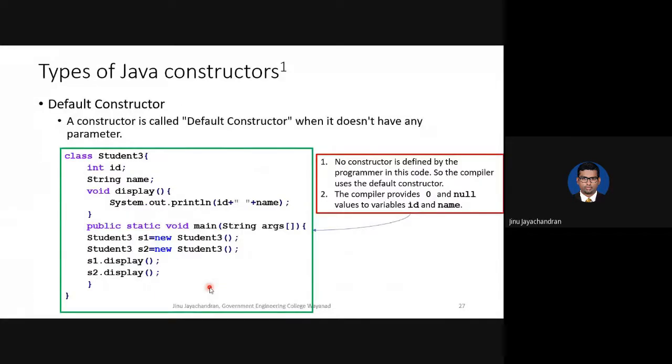Okay, so if you look at this, it is an example for a default constructor. A constructor is called default constructor when it doesn't have any parameter. So in this class student3, you have a variable declared as ID. There's a variable called name of type string. There's a function called display. There is a main function which creates 2 objects S1 and S2.